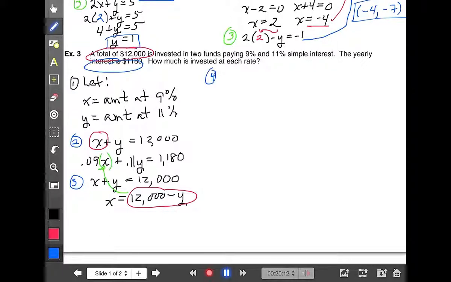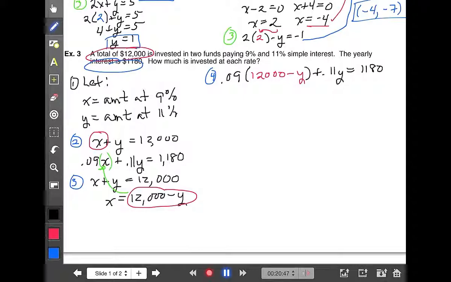Step 4. So we're going to take 0.09 times, and instead of x, we're putting in 12,000 minus y. That is a terrible 12. And then plus 0.11y equals 1180. So use your handy dandy calculator.